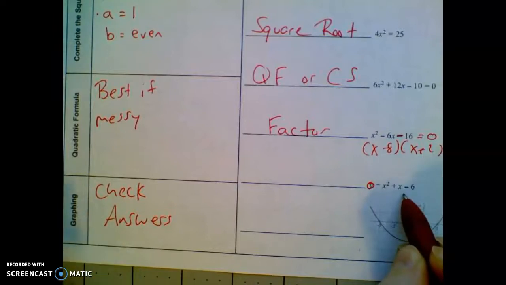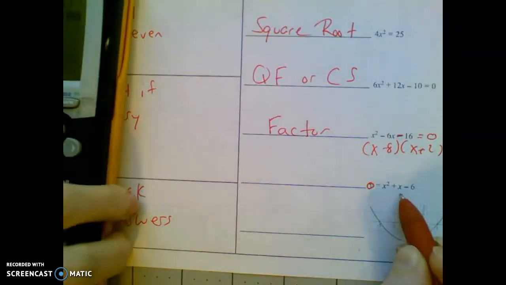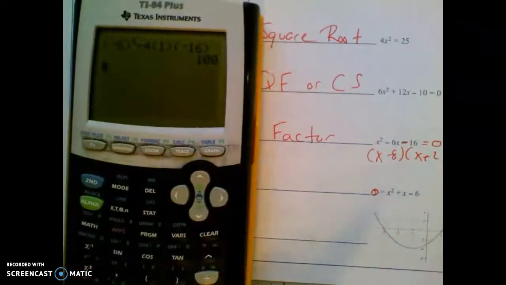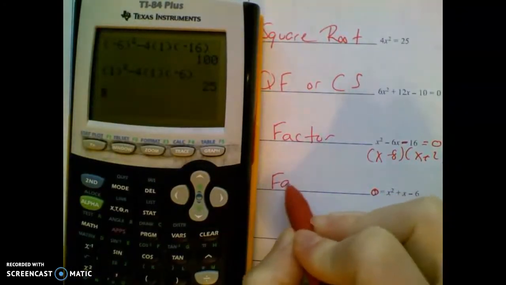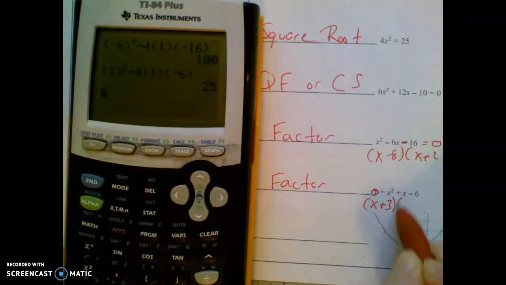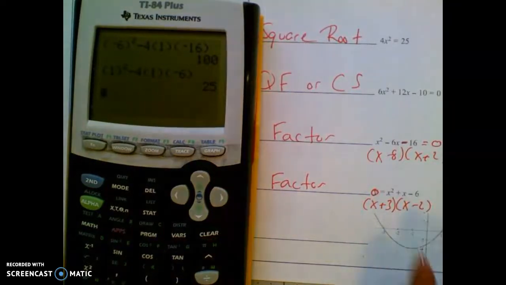And I can already see that what multiplies to -6 and adds to 3 is going to be factorable, but I'm going to go ahead and say 1 squared minus 4 times 1 times -6. 25 is a perfect square. I would factor this guy. He's going to be x plus 3, and then x minus 2. Okay, so there's that guy.